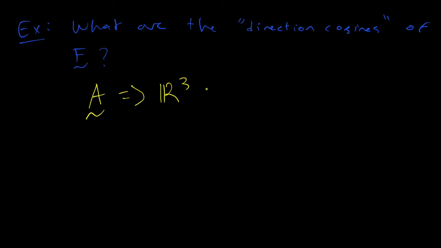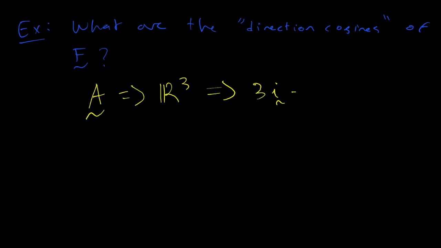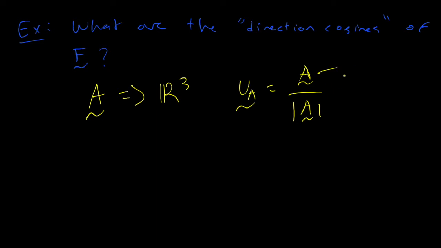So it could look like this, let's say 3i plus 4j plus 2k. So this is a three-dimensional vector. It has three components. So let's get a unit vector for vector A. We just did this in the previous example. It would be vector A over the magnitude of vector A. That would give us the unit vector of A. So a vector that is in the same direction as A, but it is not the same magnitude. Its magnitude is 1.